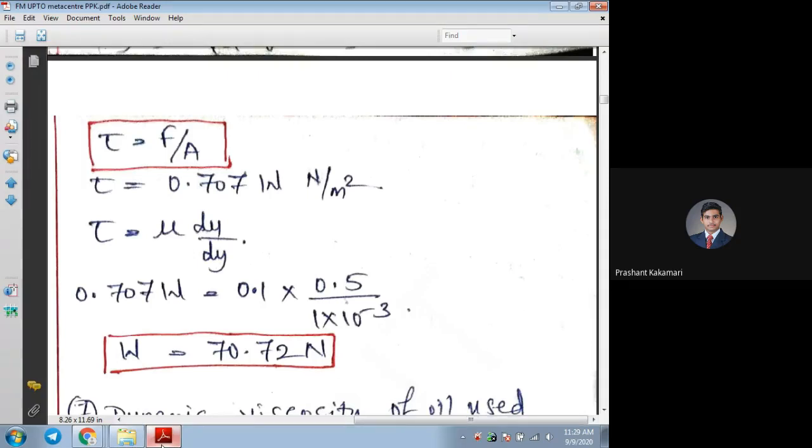Now one can find out what is the W of a 1 meter square plate at 45 degrees which is moving on the surface of the liquid. How much may be the weight of that plate? So just check whether the answers are correct as I have written here. W equals 0.1 into 0.5 divided by 0.707 into 1 into 10 raised to minus 3. So using a calculator, just check whether the answer is correct or not.